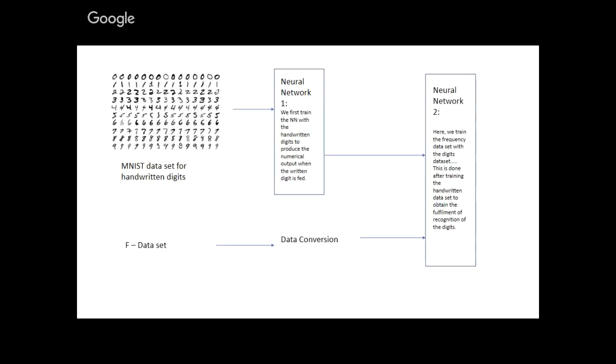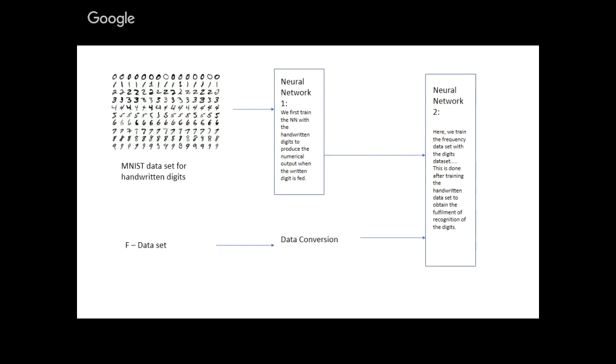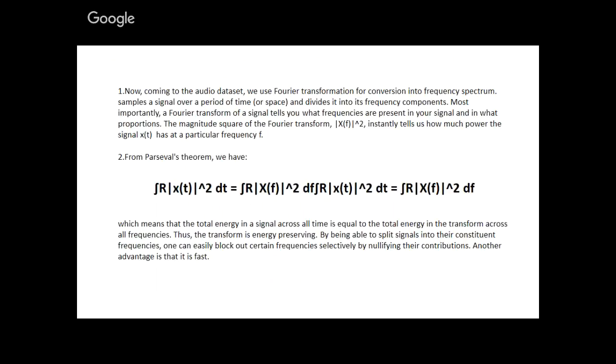Now after this output is done, let's come back to this. We have completed the first part of this neural network. The second part is the audio data set, and its data conversion. For this we use the Fourier transformation. We divide it into frequency components. Most importantly, it tells you the proportion of each signal in your audio data set.